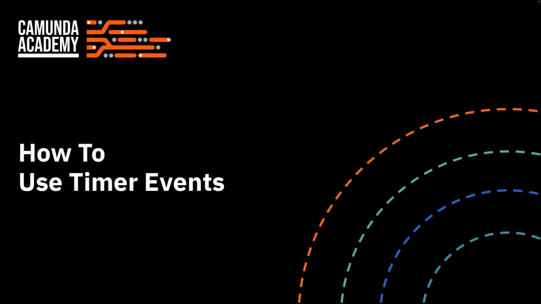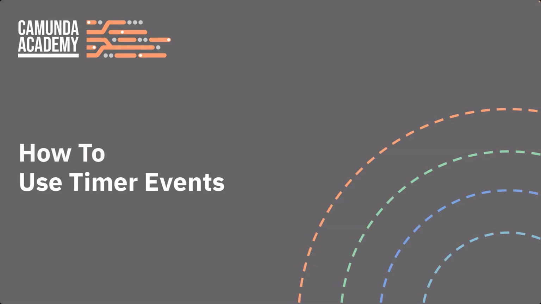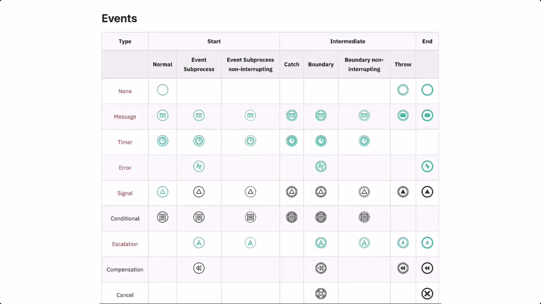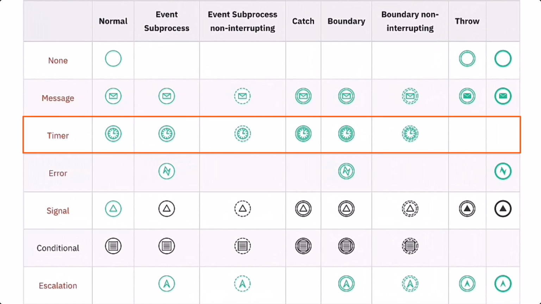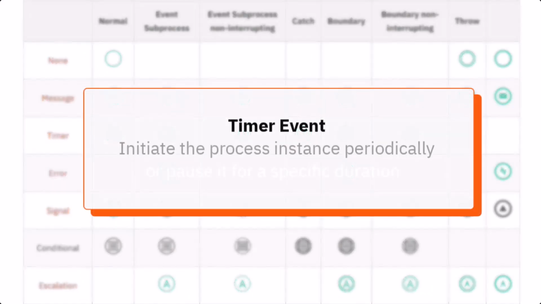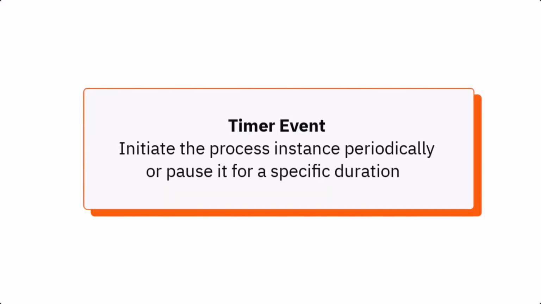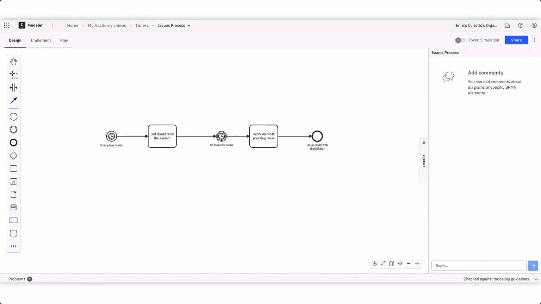Hello everyone! In this video, we will explore how to implement the concept of time in BPMN. We can achieve this by utilizing a specific event known as the timer event. It allows us to initiate a process instance periodically or pause it for a specific duration. Let's consider this diagram as an example.